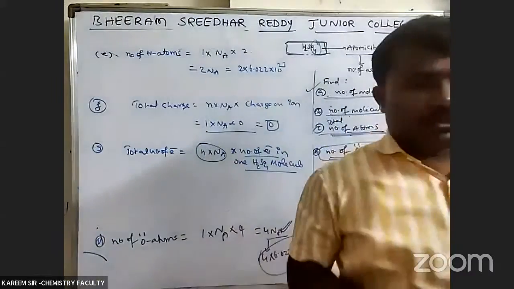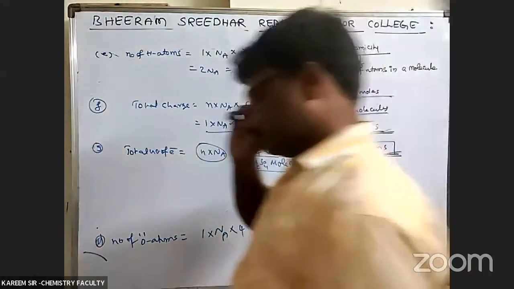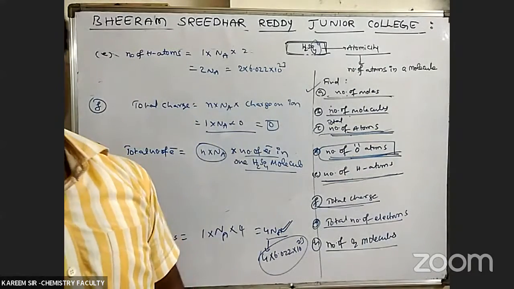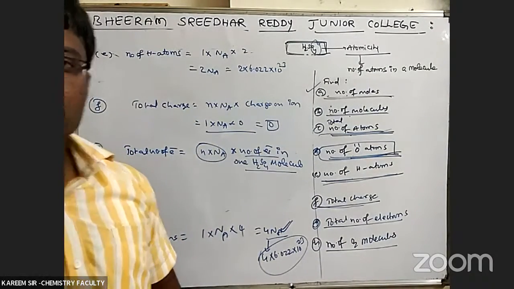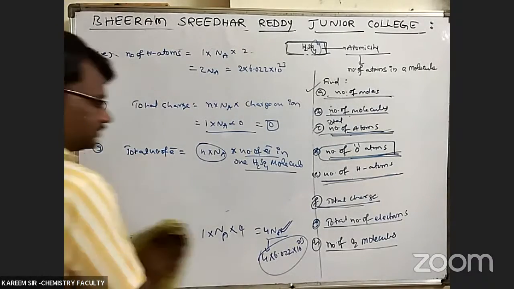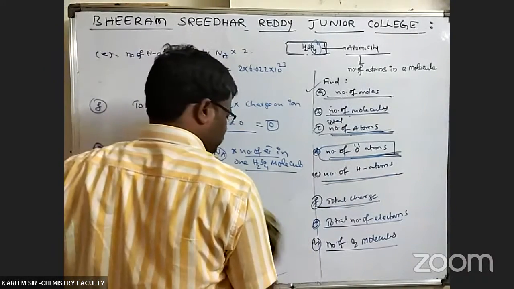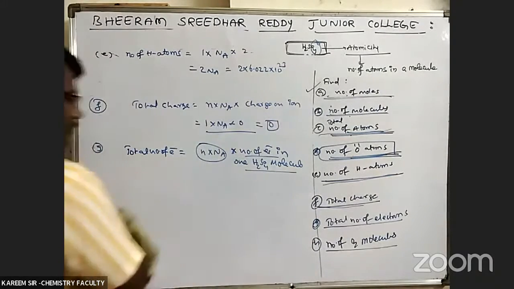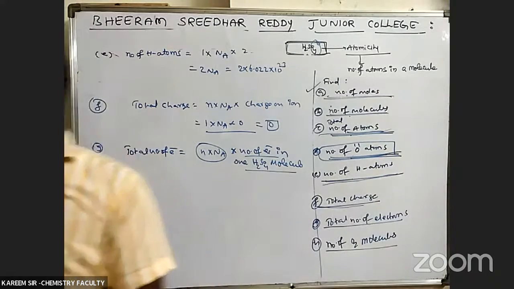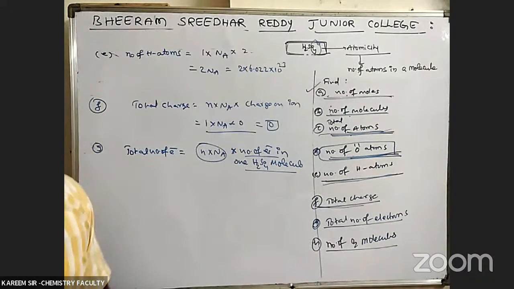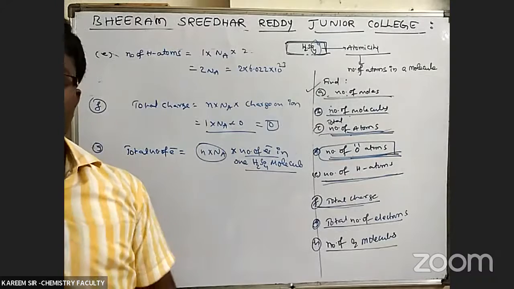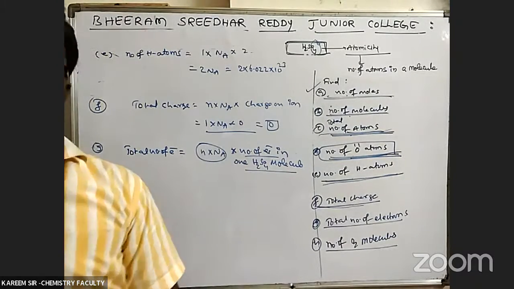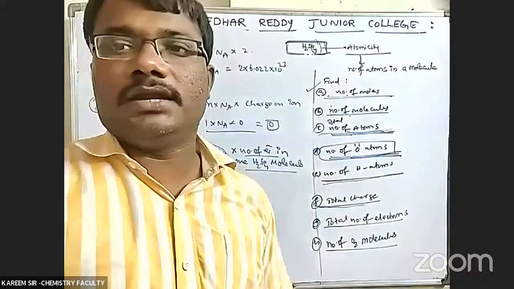1 H2SO4 molecule, how many electrons are there? ఒక H2SO4 molecule లో ఎన్ని ఎలక్ట్రాన్స్ ఉన్నాయి? 98 electrons ఉన్నాయి ఒక H2SO4 molecule లో. మళ్ళీ చెప్పారా? ఒక H2SO4 molecule లో 98 electrons ఉన్నాయంట.